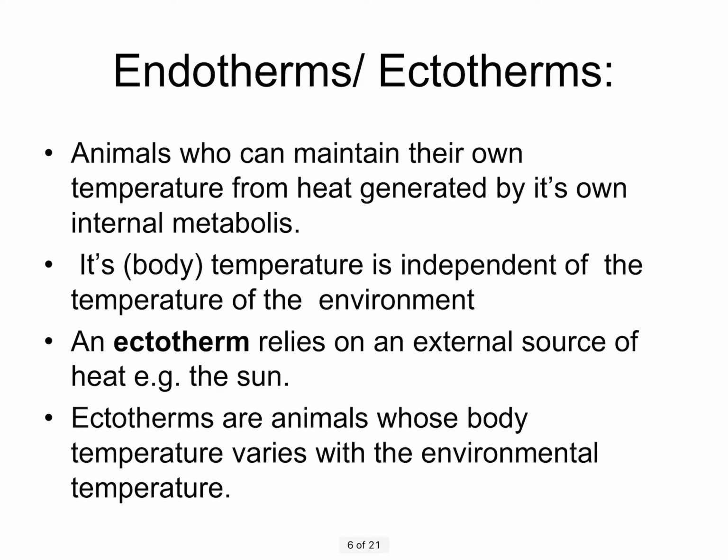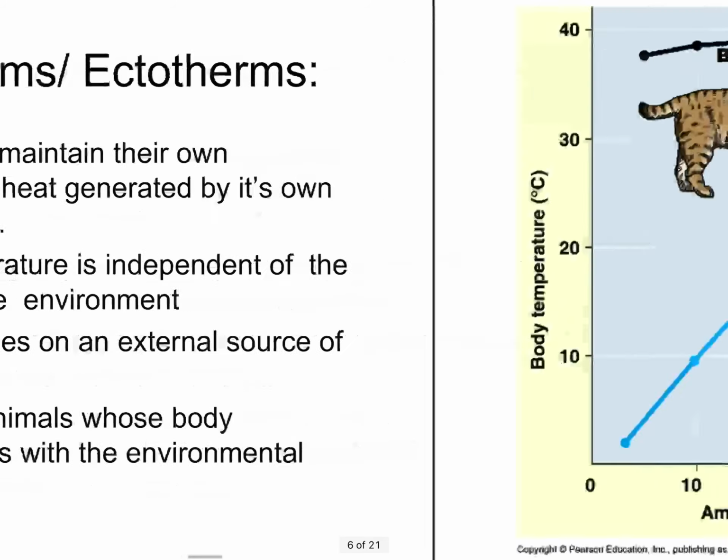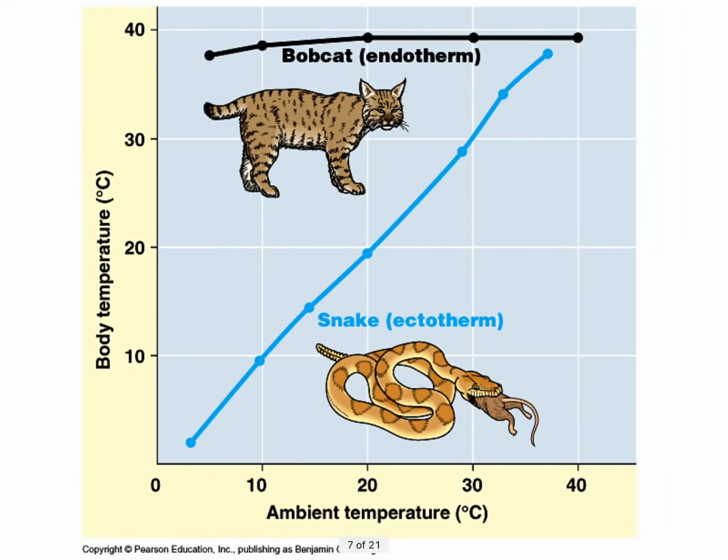So if snakes get too hot, they have to crawl under a rock, or go into shade. If snakes are cold, they go out into the sun. They can't control their internal temperature themselves. So they're totally dependent on external sources of heat. The definition is: ectotherms are animals whose body temperature varies with the environmental temperature.